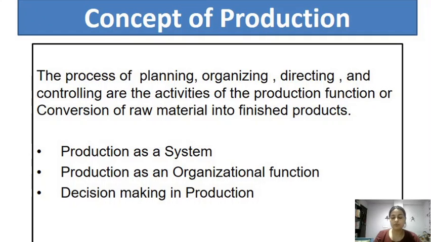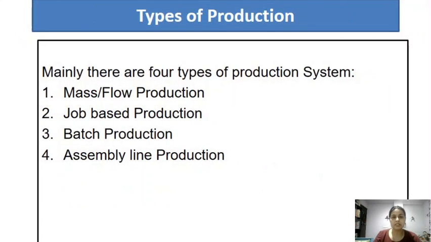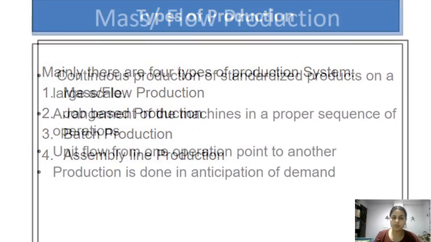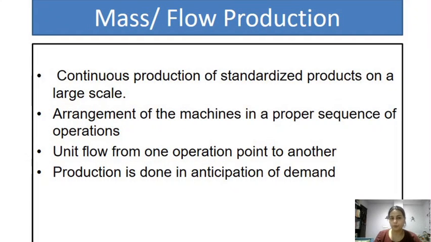Now we move towards the next slide, that is types of production. Basically, there are four types of production system. First is mass production, job-based production, batch production, and assembly line production. First, we try to understand what is mass production or flow production.